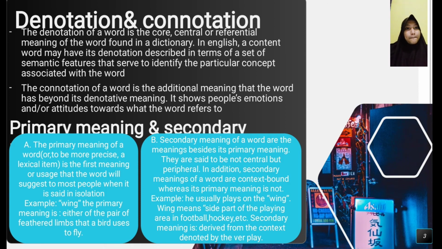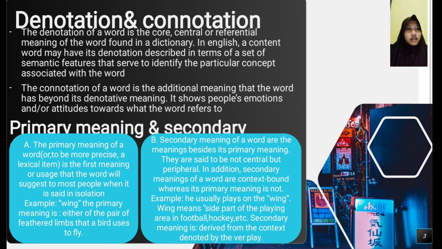Next is primary meaning and secondary meaning. The primary meaning of a word, or to be more precise, a lexical item, is the first meaning or usage that the word will suggest to most people when it is said in isolation. The example is the word wing. The primary meaning is either of the pair of feathered limbs that a bird uses to fly.